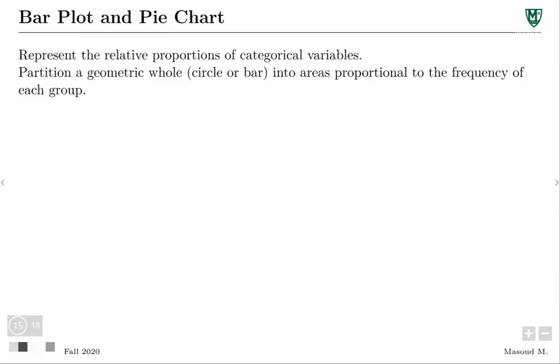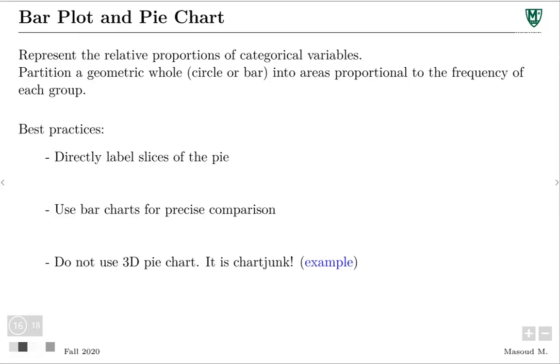Next one is bar plot or pie chart. Any of these, we usually use to represent the relative proportion of a categorical variable. So what it does, basically, is partition a geometry, either a circle or a bar if it's stacked, into areas proportional to how common that category is, or the size of the variable related to the specific category we're trying to measure.